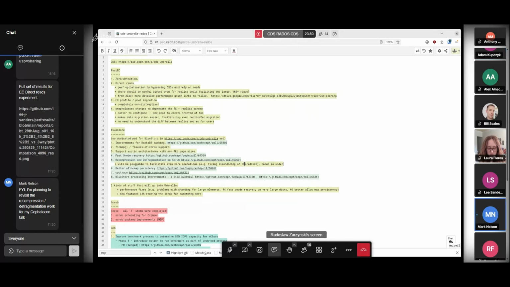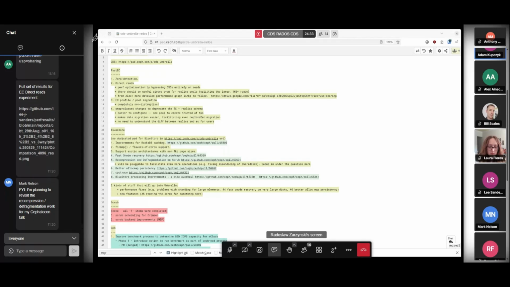Adam, I wanted to mention that for the recompression and defragmentation on scrub PR, I'm planning on revisiting it for my Cephalocon talk. Splendid. So I'll be looking through that one again. One of the things that is a big priority for me here is to allow you to write data uncompressed and then have it compressed after the fact, asynchronously, on scrub. I don't think we can do that with the current PR. I'm even more interested if you can do that with the current PR easily.